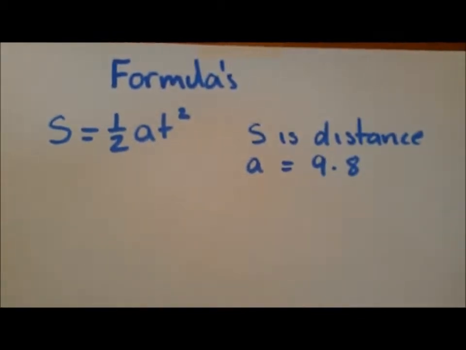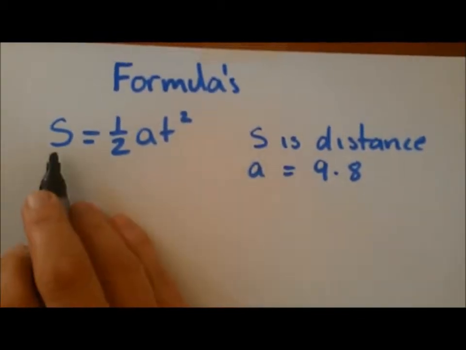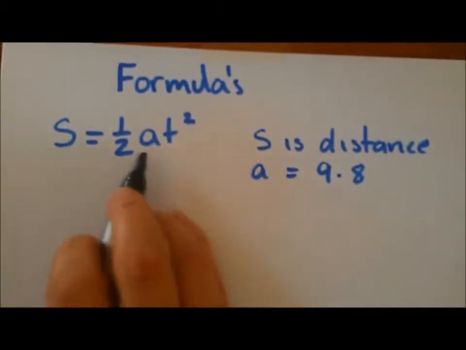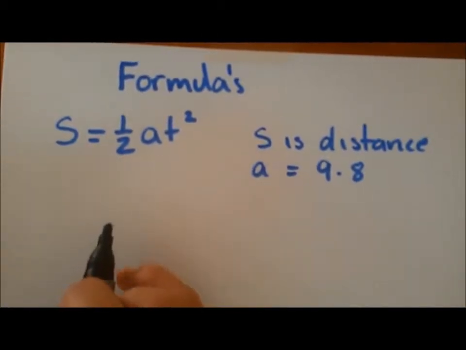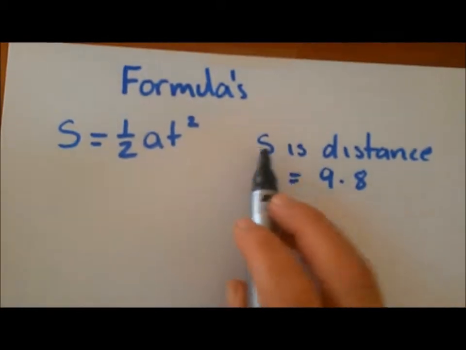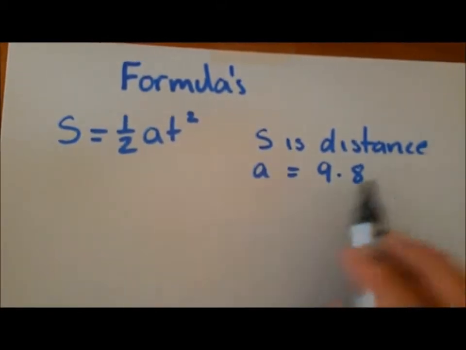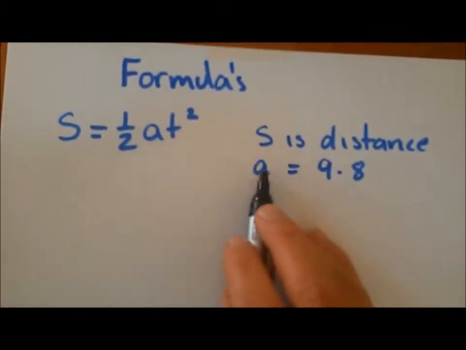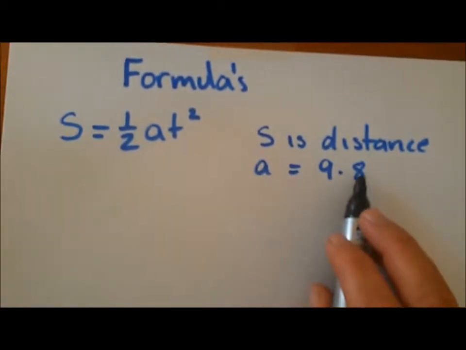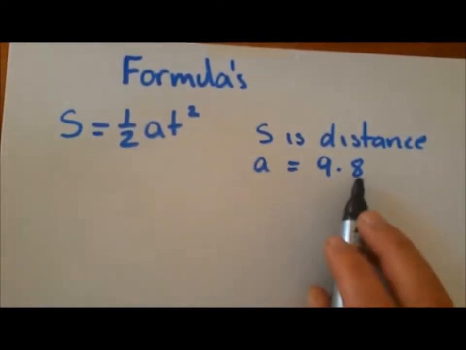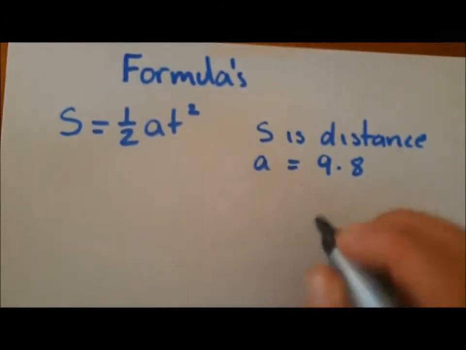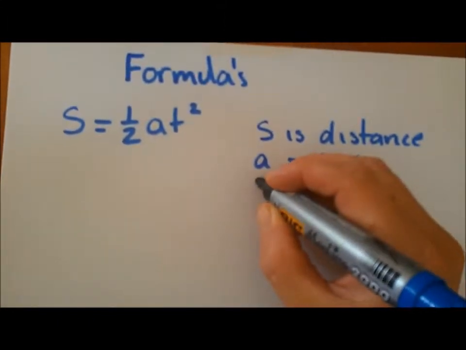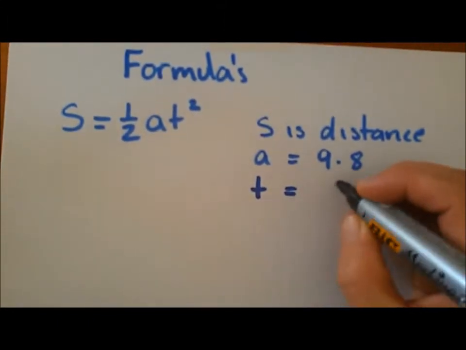Okay, so we're looking at formulas. This is the formula we're going to use to calculate the height of that little lookout there at Lighthouse. This S here stands for the distance, in our case it's the height. A, we know, is 9.8. Now that's acceleration due to gravity. We don't need to know that now, it's given to us. And in our questions we'll be given certain information, and we know our T from the video.